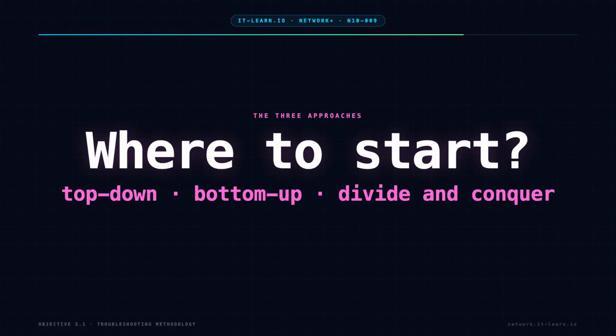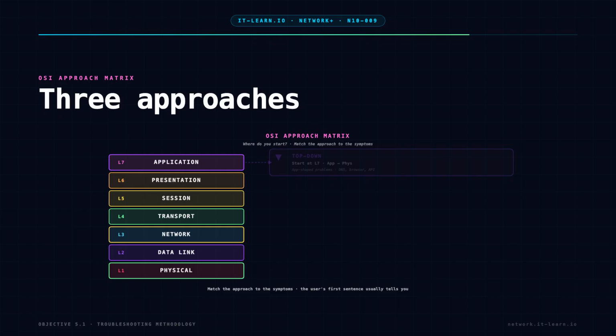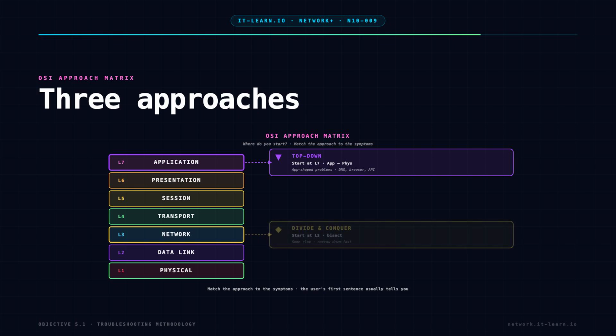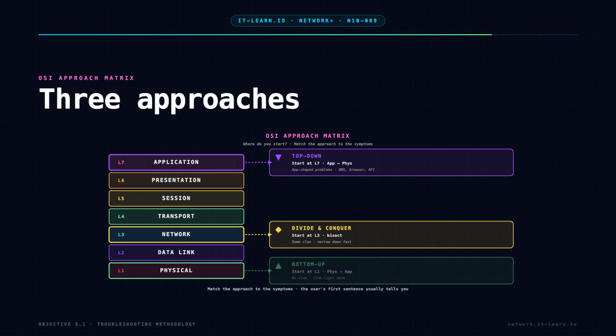Divide and conquer. Start in the middle, usually layer 3, the network layer, and bisect. Is the problem above this layer or below? Narrow from there. Fastest approach when you have a clue but not a complete picture. The right approach depends on what the user told you. I cannot reach this one website. Top down, hit DNS first. Nothing works and the link light is off. Bottom up, check the cable. Email is slow but works. Divide and conquer at layer 3. Figure out if it's a network path issue or an app issue.